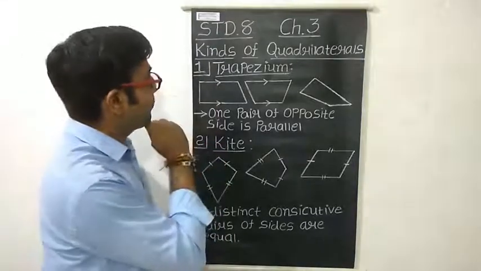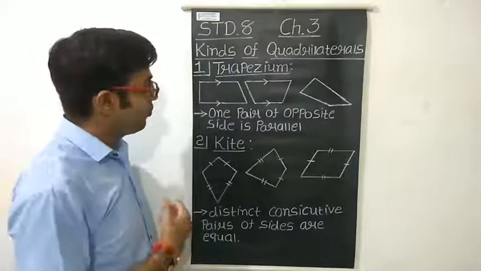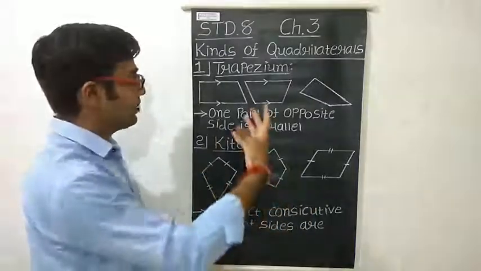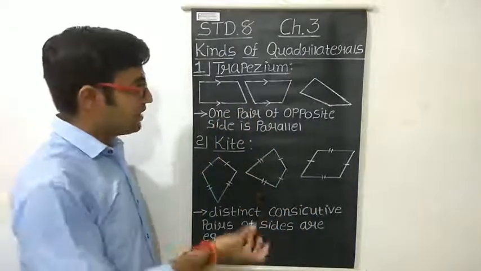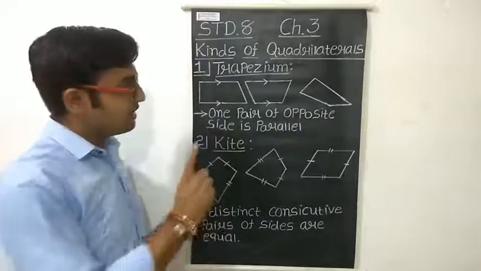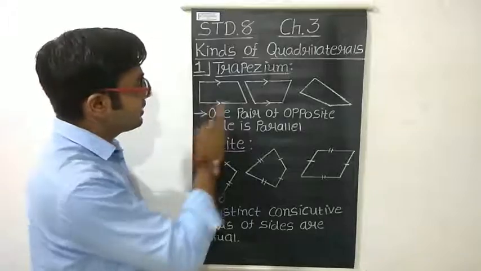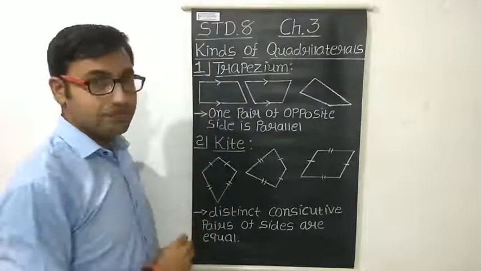So the first type of quadrilateral is a trapezium. How can we say that? By seeing a polygon, we can say by the 4 sides that it is a quadrilateral. But how do we classify it? How can we say that it is a trapezium? Notice here, this is a trapezium.